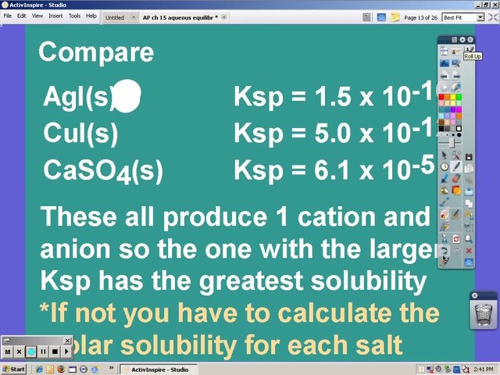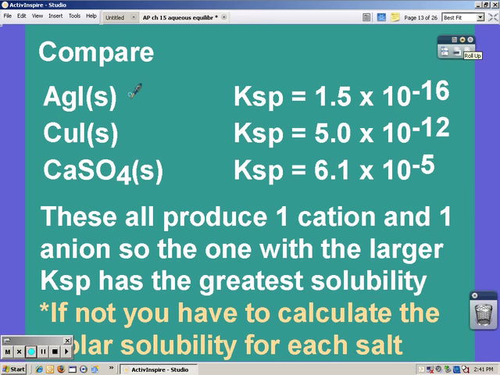Silver iodide produces 1 silver and 1 iodide, so that's 2 particles. Copper iodide produces 2 particles, 1 copper, 1 iodide, and calcium sulfate produces 2, 1 calcium, 1 sulfate. So the larger the KSP, the greater the solubility. Looking at it, calcium sulfate has the largest KSP, so it's the most soluble, while silver iodide would be the least soluble.